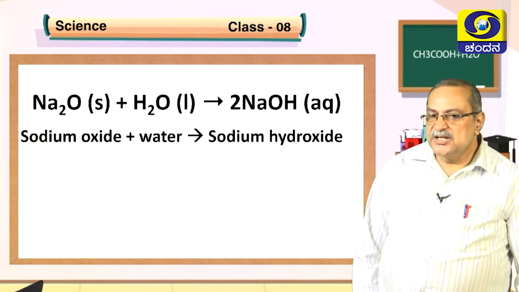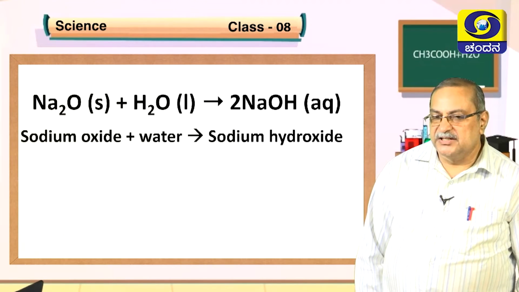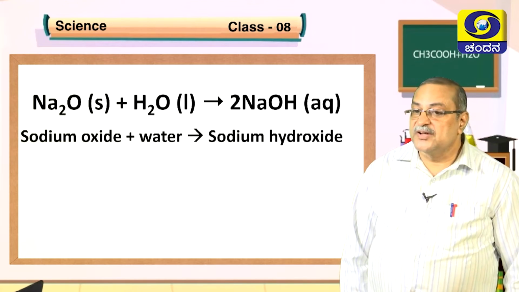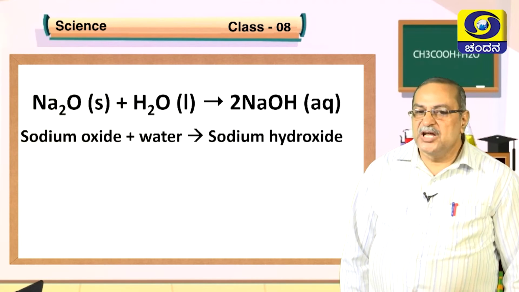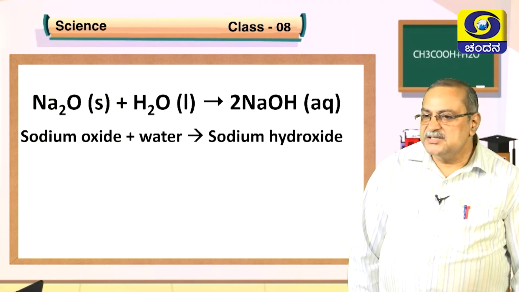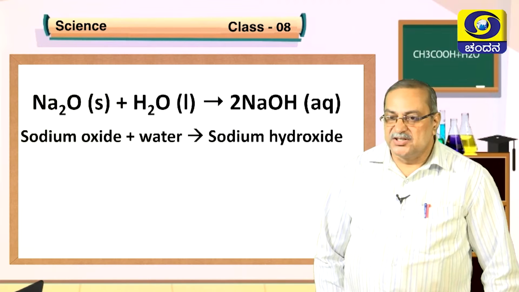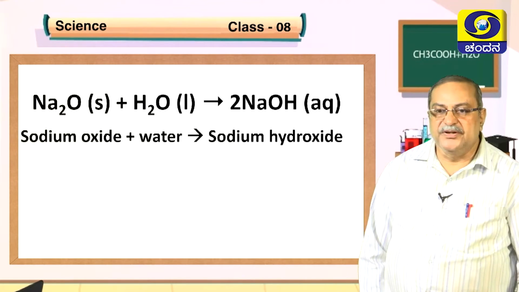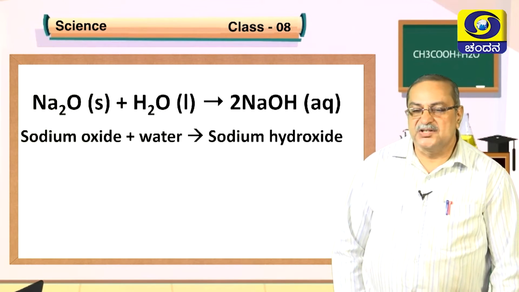Here we are showing some of the alphabets in between. Na2O, S is written, H2O, L is written, NaOH, aq we are writing. So this shows that sodium oxide is a solid, water H2O is liquid, and sodium hydroxide is an aqueous solution. Aqueous solution is present in the form of liquid only. Sodium hydroxide in the form of liquid is called aqueous solution.